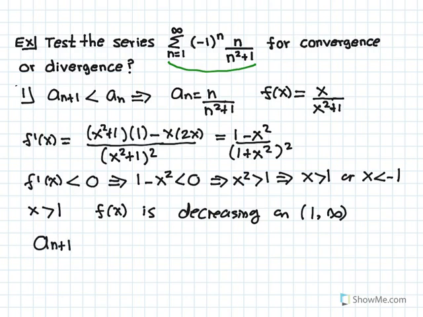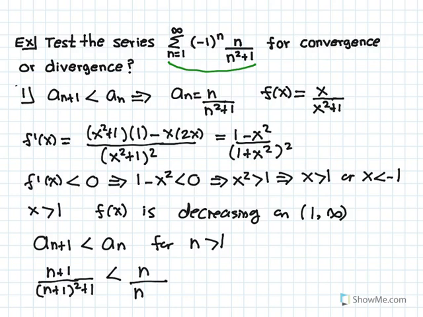a_{n+1} is less than a_n for n larger than 1. Now, when we say a_{n+1}, specifically we mean (n plus 1) divided by ((n plus 1) squared plus 1) is less than n divided by n squared plus 1. And we use the derivative to prove that. So now let's check the second condition.